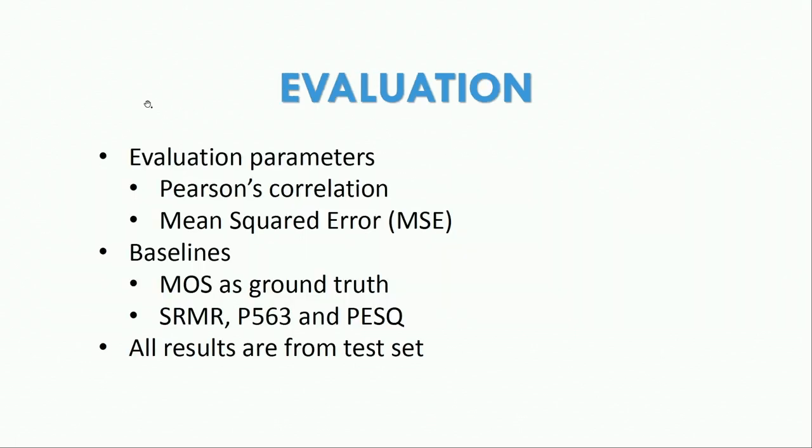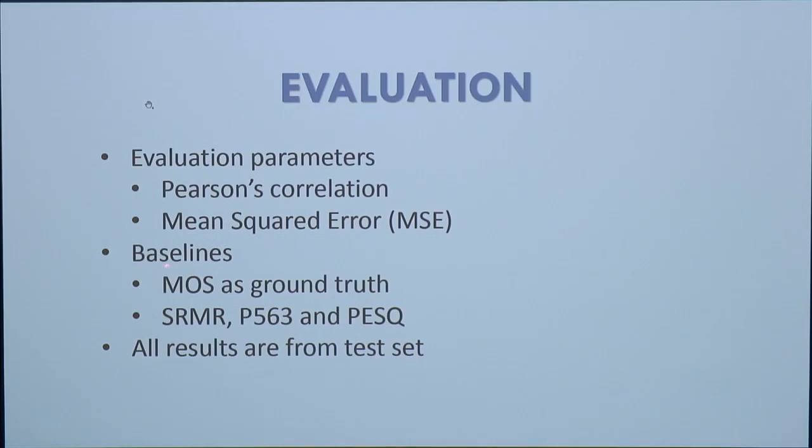Okay, so this is our evaluation. We use the Pearson correlation and the mean square error to compare the models. As baseline, we use MOS, and we also compare our results with SRMR, P563, and PESQ. So SRMR is a measure for estimating reverberation, and we want to see if it can also estimate the quality for the impairments that we had.